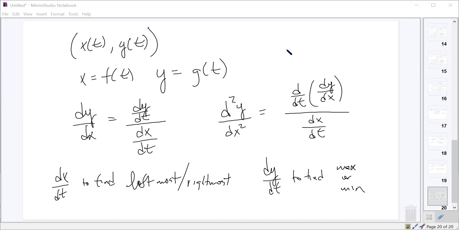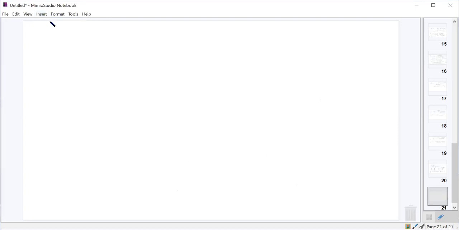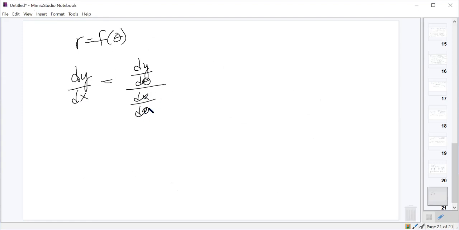All right, let's see here. What else do we want to talk about? We talked about polar functions, right? That'd be good. So polar functions: we get r equals f of theta, r equals something in terms of theta. We want to find the slope of the tangent line to that. dy/dx ought to just be dy/d theta over dx/d theta.